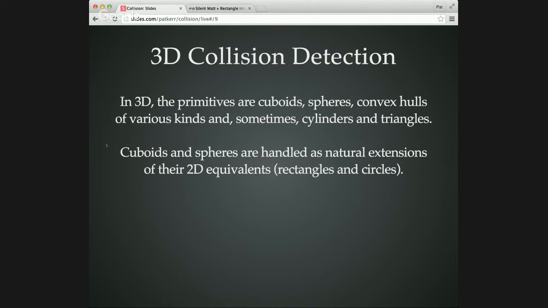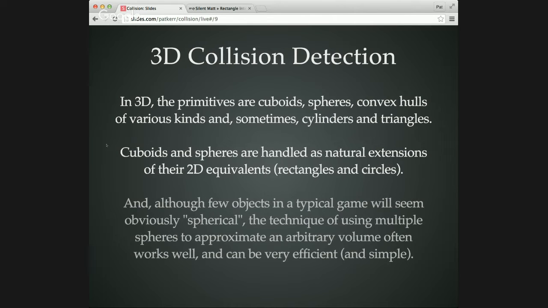The cuboids and the spheres are just the natural extension of rectangles and circles. You just add the Z dimension to them, and most of the rest of it is simple. And it turns out that although in a game there aren't that many objects that are naturally and entirely spherical, it's very common to pretend that they are for collision purposes. The very standard technique is to wrap up arbitrary objects in a bunch of spheres, because it works quite well, because spheres are fast and easy to do collision checks with.